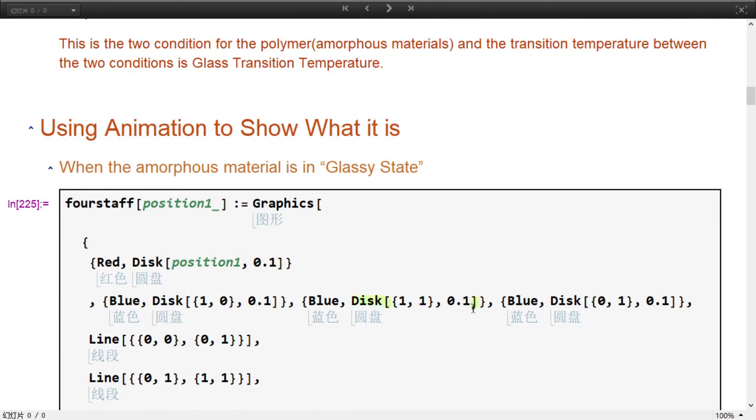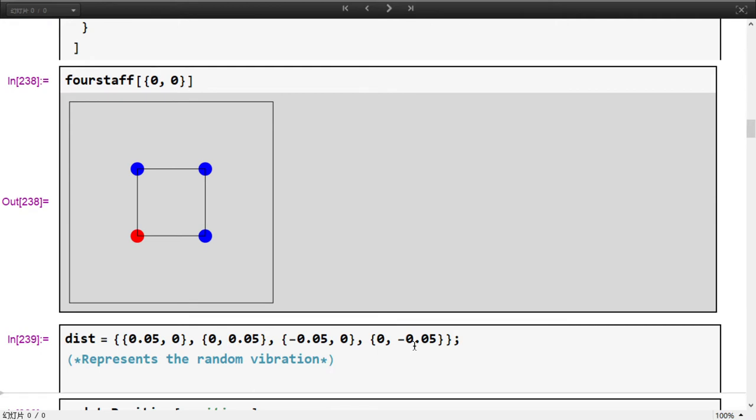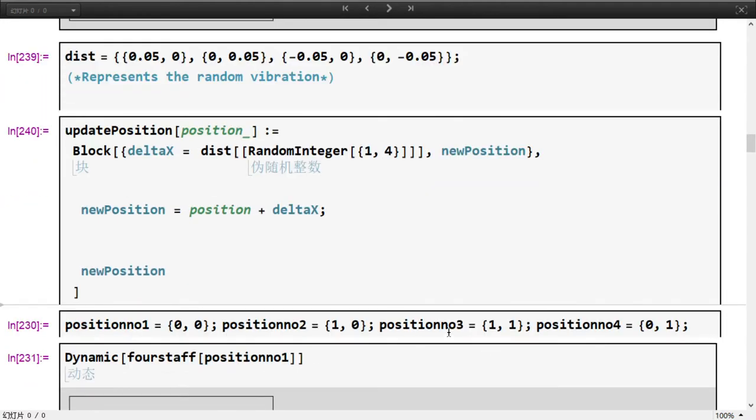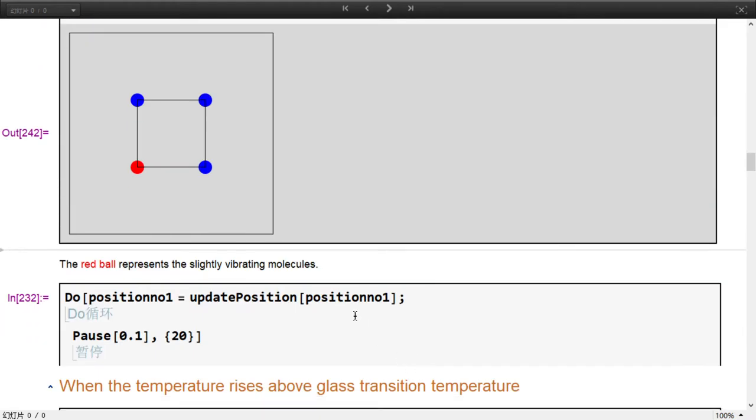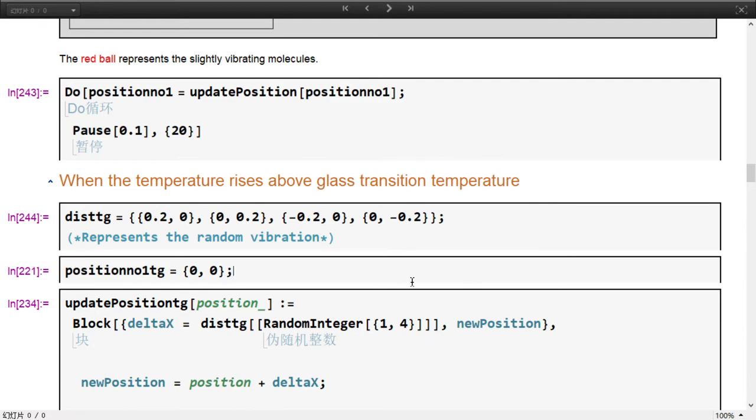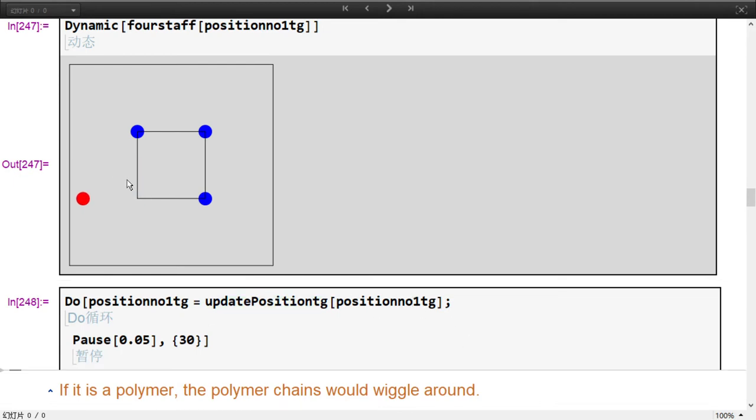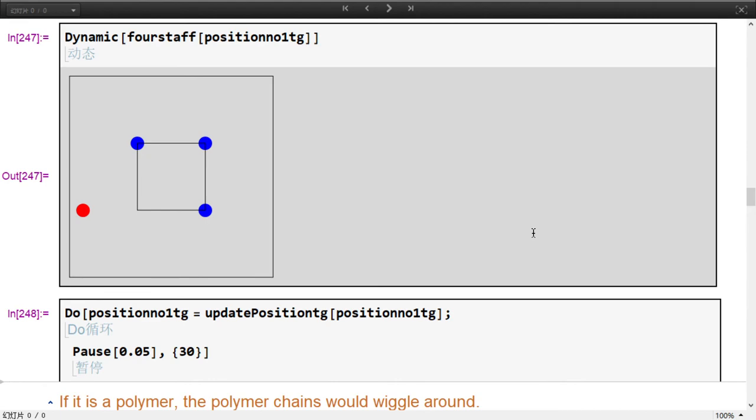First, let's run this code for you. The blue balls will stay where they are. However, the red balls will move around to show the movement of the molecules. When it is in the glassy state, the red balls will only vibrate slightly. However, when the temperature rises above the glass transition temperature, you will see that the red balls move violently. Yes, so that is the rubbery state.